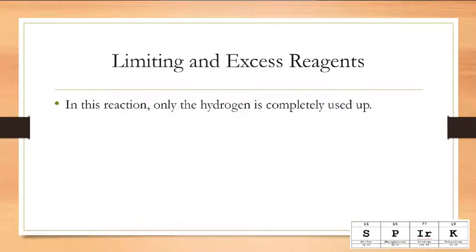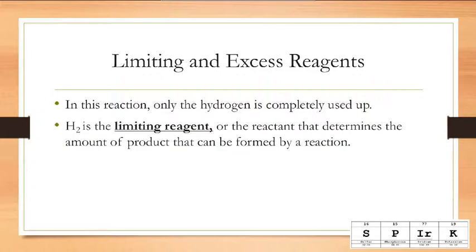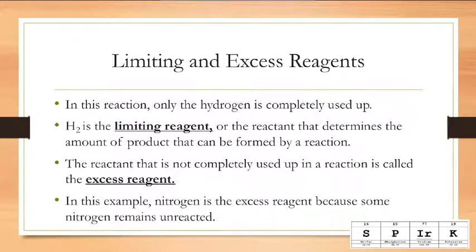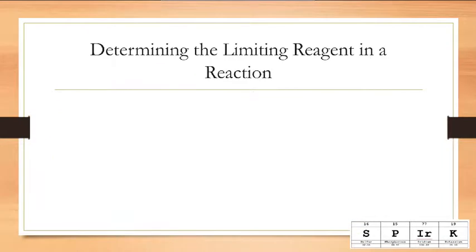In this reaction, only the hydrogen is completely used up. H2 is the limiting reagent, or the reactant that determines the amount of product that can be formed by a reaction. The reactant that is not completely used up in a reaction is called the excess reagent. In this example, nitrogen is the excess reagent because some nitrogen remains unreacted.